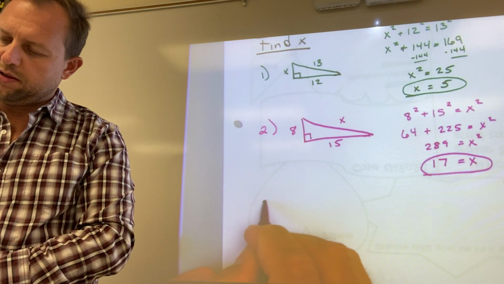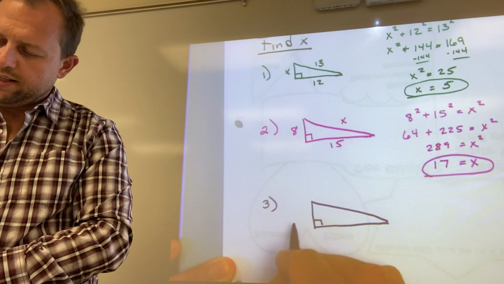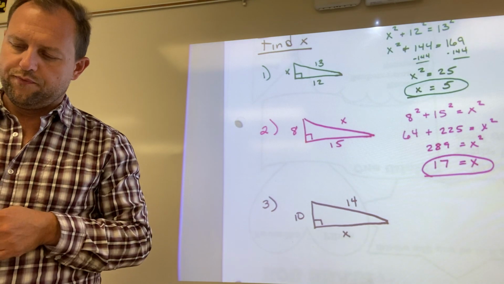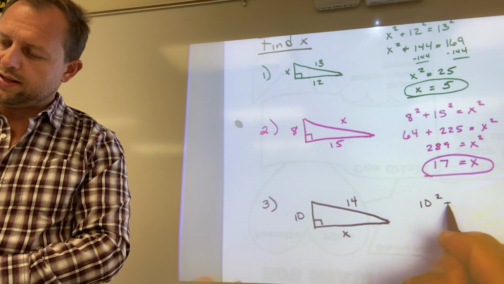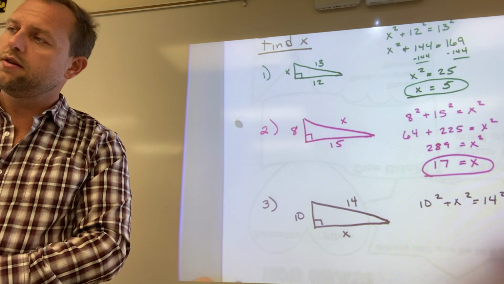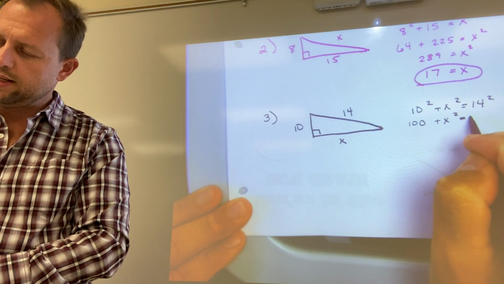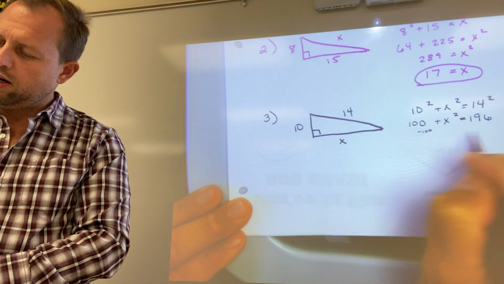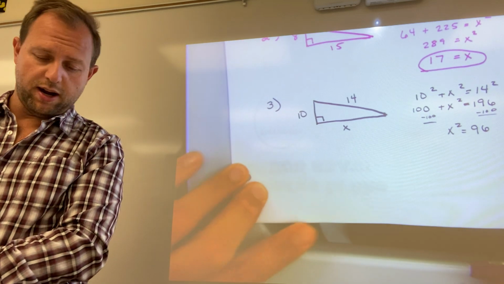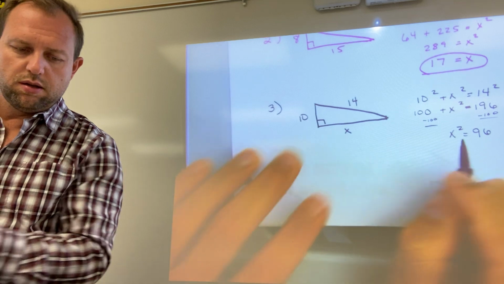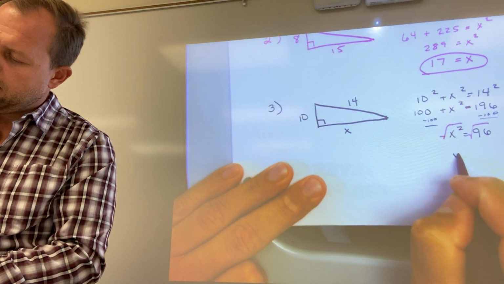For our third example on the Pythagorean theorem, sides of 10 and x, hypotenuse of 14. We go and we plug it in. 10 squared plus x squared equals 14 squared. We'll need to get out our calculator. 100 plus x squared equals 196. Subtract that 100 over. We're left with x squared equals 96. Well, 96 isn't a perfect square, so when we take the square root of both sides, the square root of x squared is x.